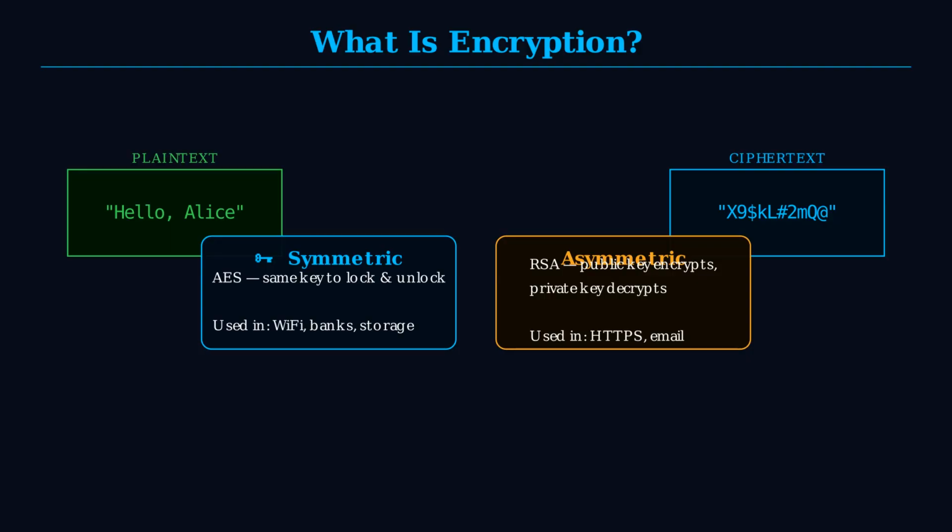There are two main types. Symmetric encryption uses the same key to lock and unlock. AES is the gold standard here, used in everything from your Wi-Fi to your bank. Asymmetric encryption uses a pair of keys, a public key to encrypt and a private key to decrypt. RSA is the classic example. Your browser uses this every single time it connects to a website.